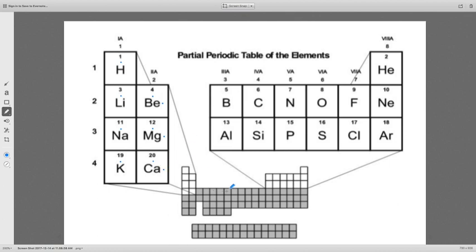We skip the transition metals. We typically don't do dot diagrams for the transition metals because their electron behavior is so irregular. They don't behave in the same way as our S block and P block elements.